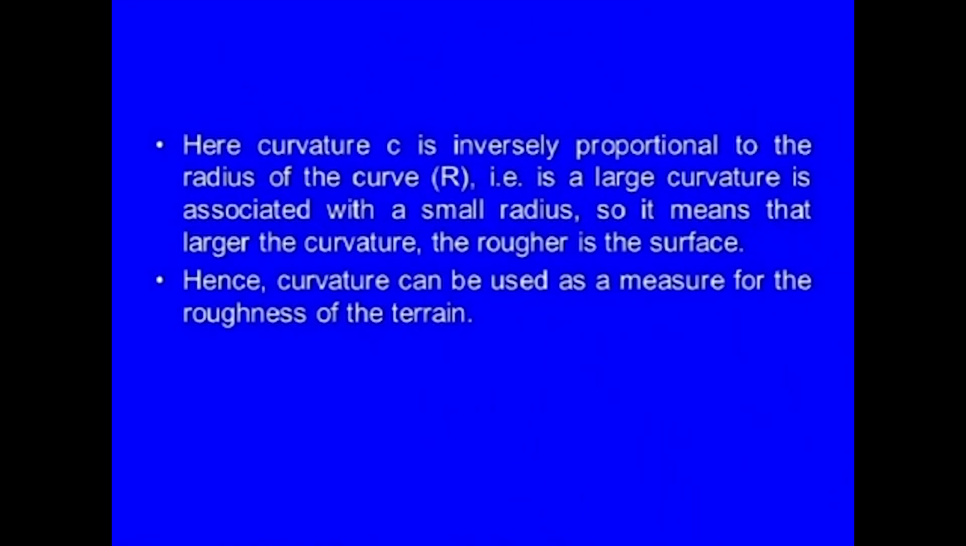Here the curvature C is inversely proportional to the radius of the curve R, that is, a large curvature is associated with a small radius. So, it means that the larger the curvature, the rougher is the surface. Hence, curvature can be used as a measure for the roughness of the terrain.